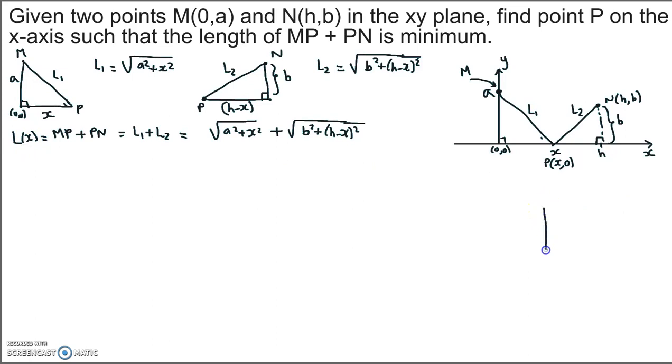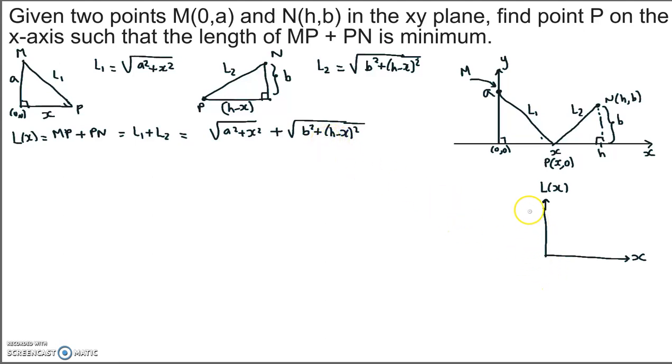So let's do a plot here. So this is the x-axis, and this is the length of X. We have L as a function of X. L here is only a function of X. A is constant, B is constant, H is constant. So we have the length as a function of the X value.